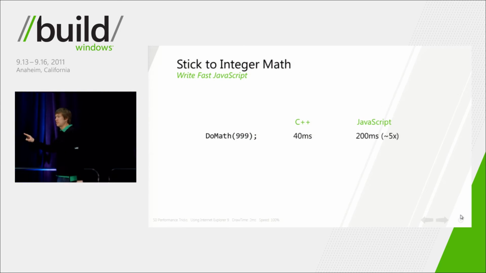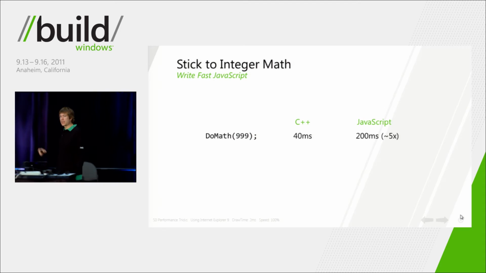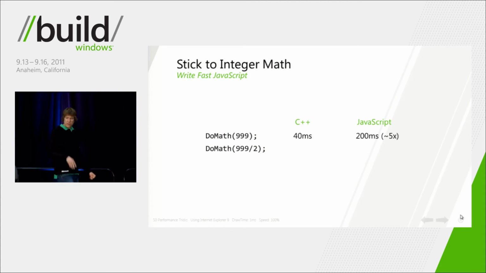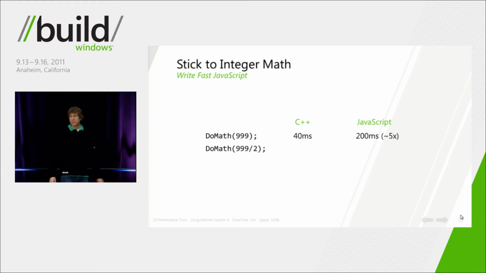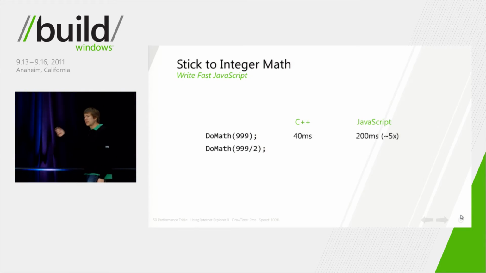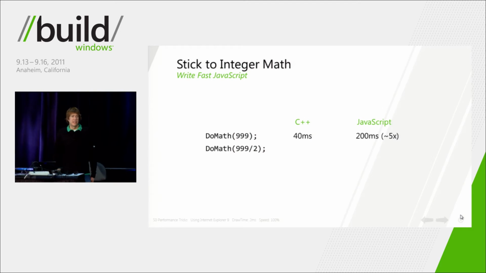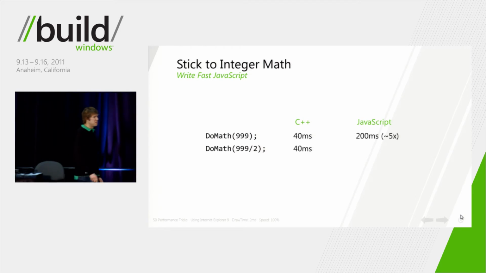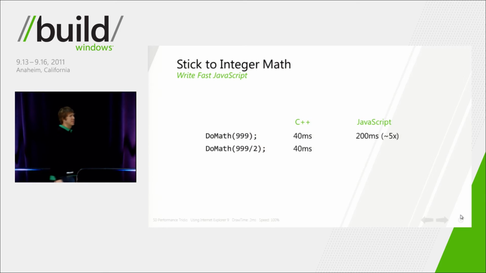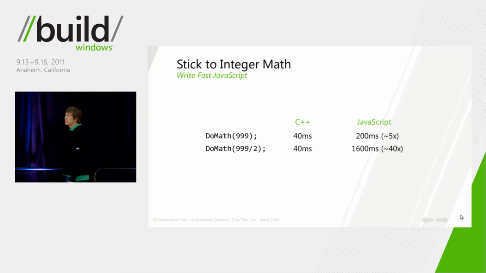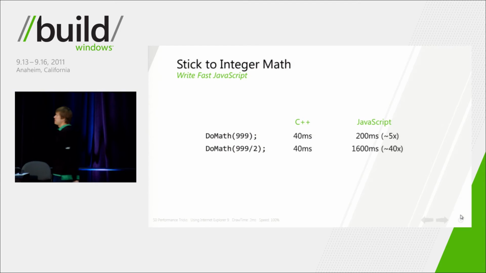Now, there's one catch that I wanted to talk about today, and that's integer math. At the top, we were just passing an integer to this function, 999. Well, let's take a look at what happens when we pass in a float. You'll see that we pass in 999 divided by 2, which gives us a float. In C++, that's still 40 milliseconds. We're in a static language. It knows the type. It can compile very efficient code. In JavaScript, that's 1,600 milliseconds.